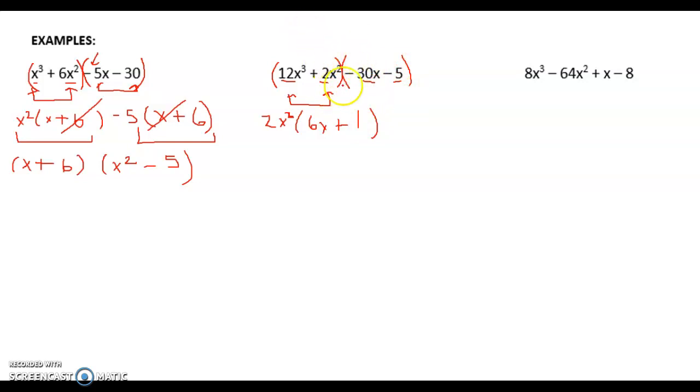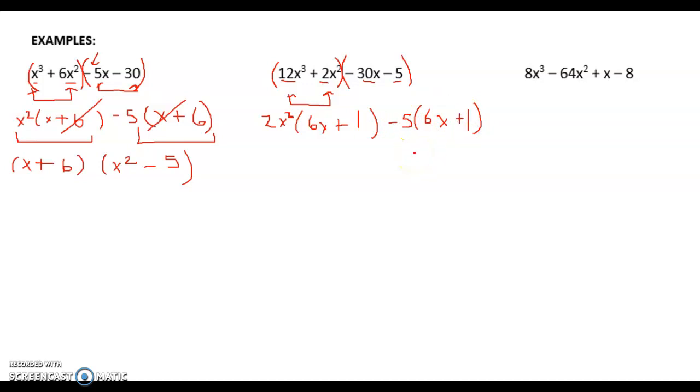And I notice I can find a GCF. Okay, so between these 2 terms, I can take out a negative 5, right? Negative 5 is a GCF. So I'm going to pull out that negative 5, and I would then be left with a 6x plus 1.